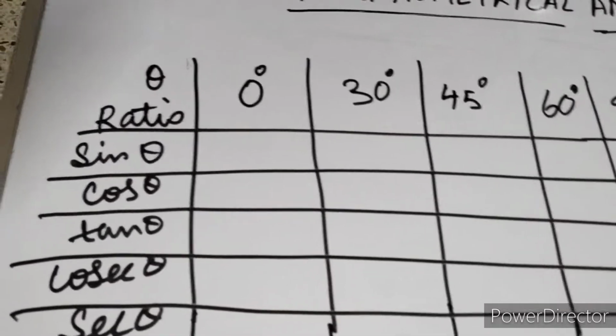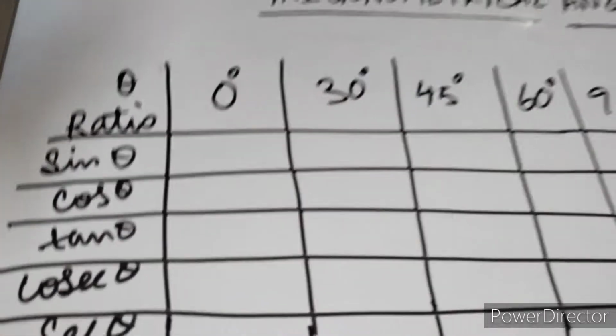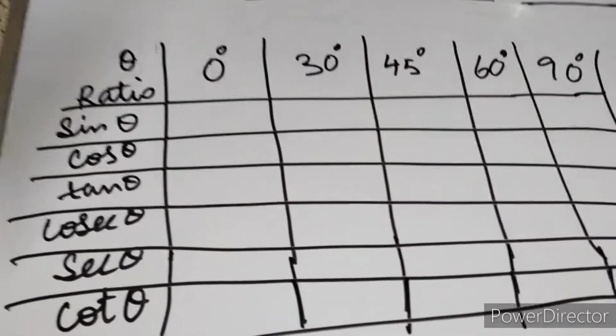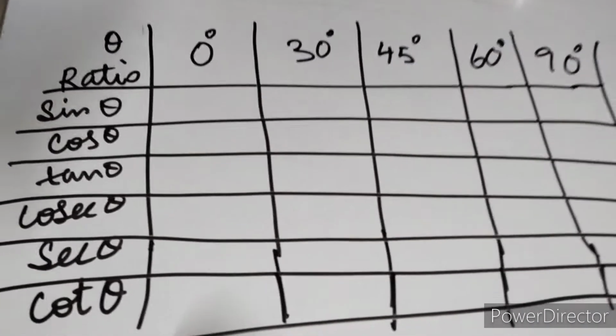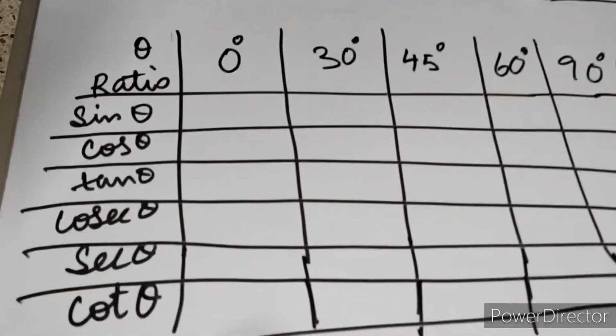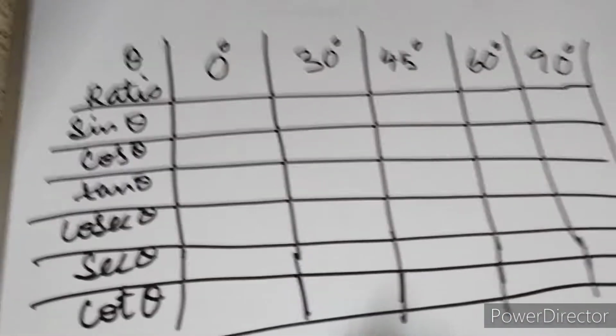Okay, now for finding out sine theta, I am telling you this trick. This is one trick. You don't have to remember the table. If you don't remember the values and all, then you can easily draw this table anytime.